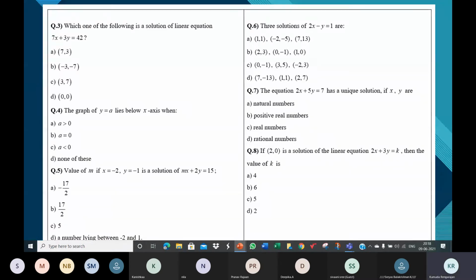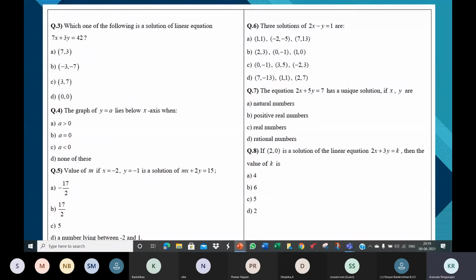Only when y is 1, x is 1. y is 1 natural, x is 1 natural. For other natural numbers for y, you are not getting a natural number for x. So the equation will have a unique solution 1, 1 if x and y are natural numbers. If x should be natural and y should be natural, then there is only one solution, that is 1, 1.